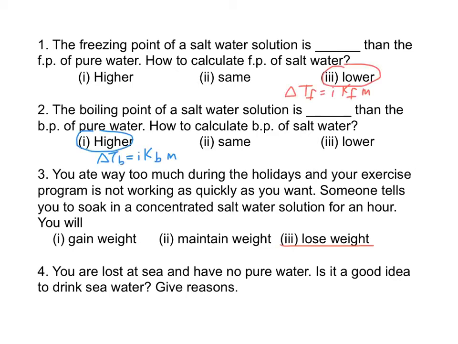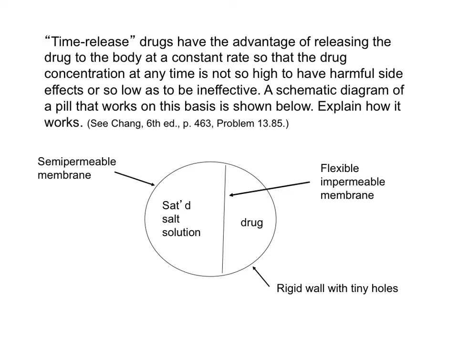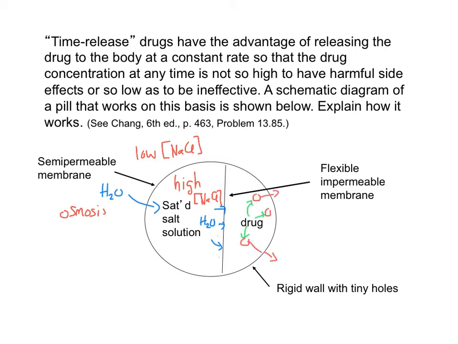And the answers are: time-release drugs release drugs to the body so the concentration of the drug is not too high or not too low. Stop the video and explain how this time-release drug works. And the answer is: water enters the drug through the semipermeable membrane and pushes on the flexible impermeable membrane. As it pushes on the flexible impermeable membrane, it pushes the drug through the rigid wall with tiny holes into the body.